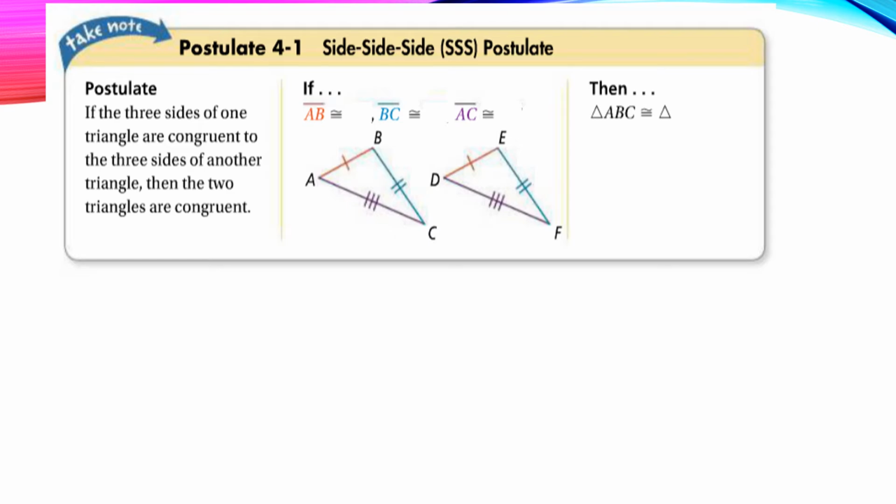Okay, so the first postulate that we'll learn today is the side, side, side postulate, which means that if three sides of one triangle are congruent to the three sides of another triangle, then the two triangles are congruent. So triangle ABC is congruent to triangle DEF.